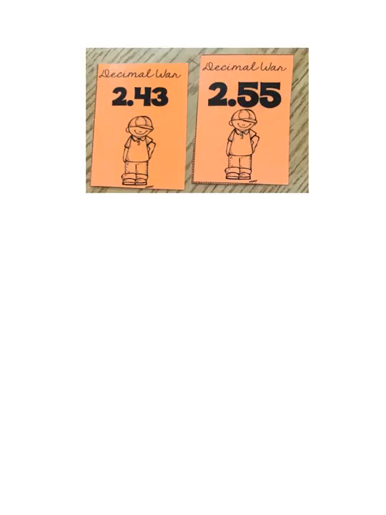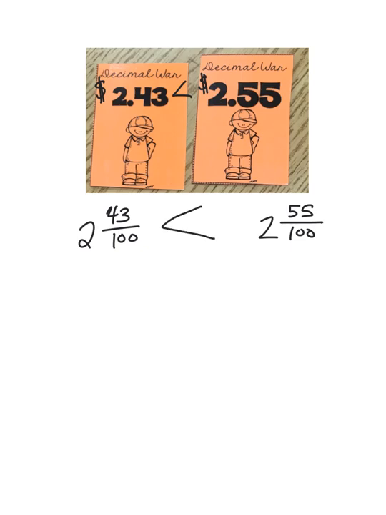Two and 43 hundredths compared to 2 and 55 hundredths. So again, going back to our money example, which would you rather have? $2.43 or $2.55? $2.55, of course. So therefore, 2 and 43 hundredths is less than 2 and 55 hundredths.